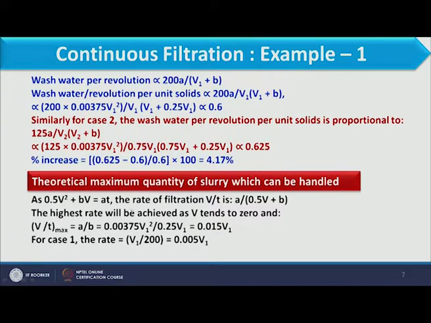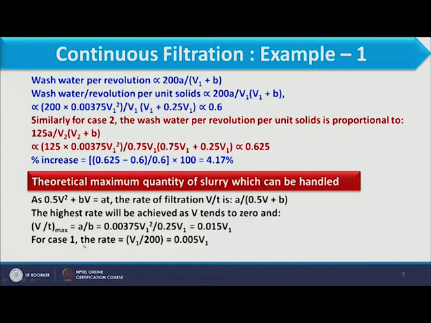So here we have to calculate the theoretical maximum quantity of slurry which can be handled. For this we should know the rate of filtration. If you remember, this expression we have already derived in a previous slide, and from this equation we can calculate V by T as A divided by (0.5 V plus B). Now this rate of filtration is affected by the volume, otherwise A and B are constants. So the highest rate can be achieved when we consider V as 0, and that value comes as A by B, which is equal to 0.00375 V1 square divided by 0.25 V1, and it gives 0.015 V1.